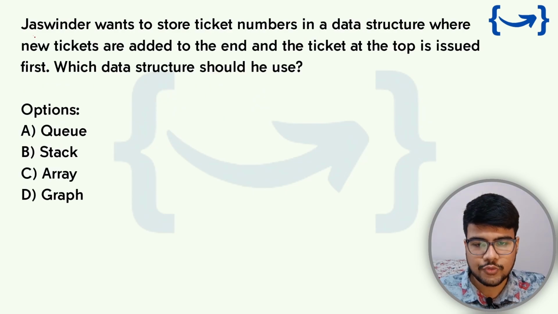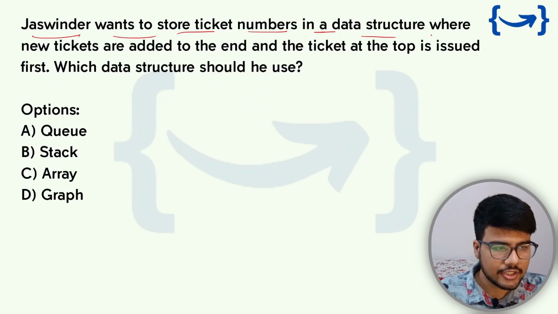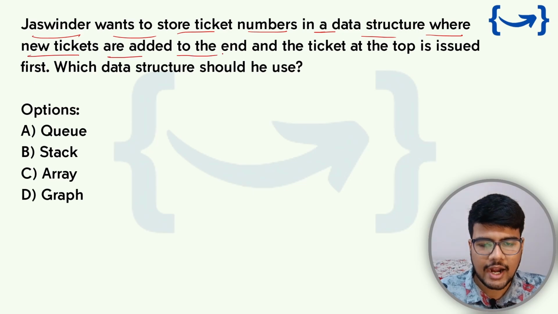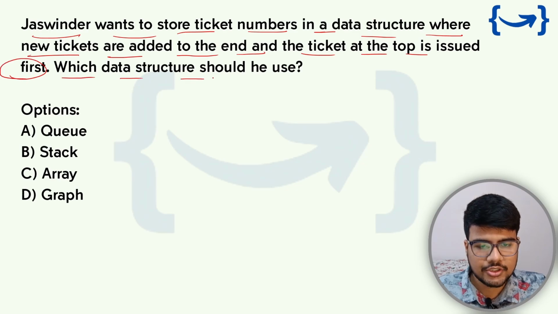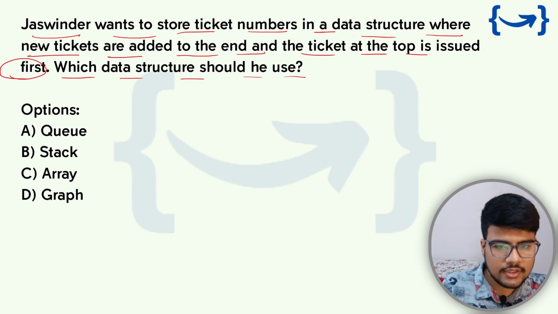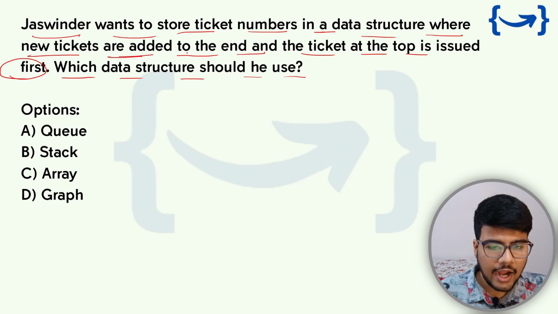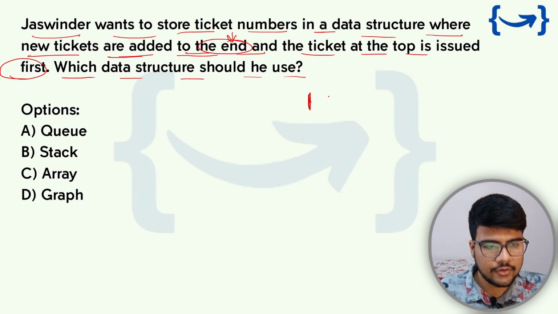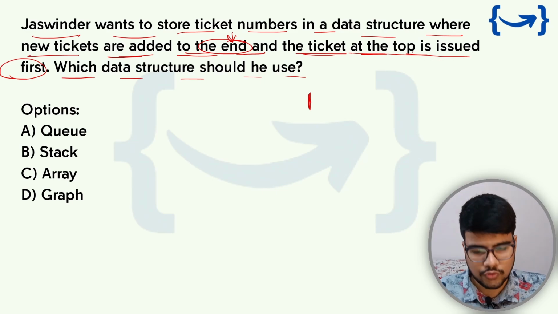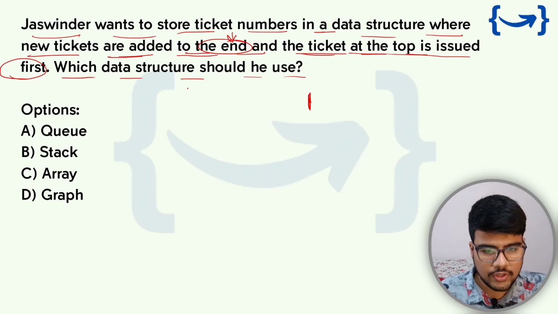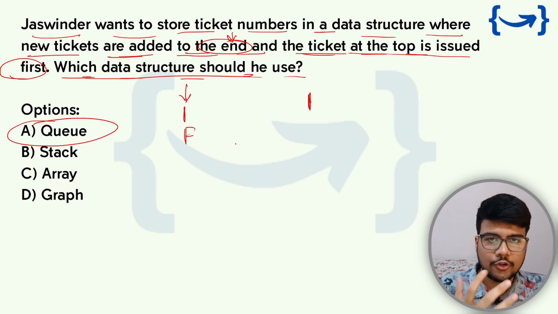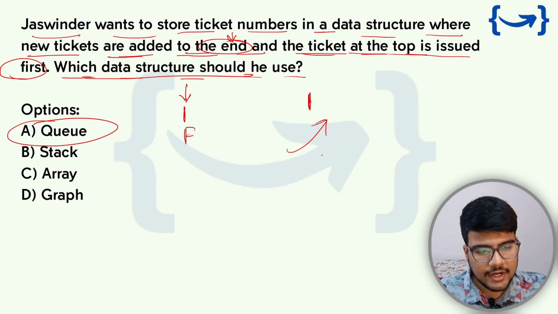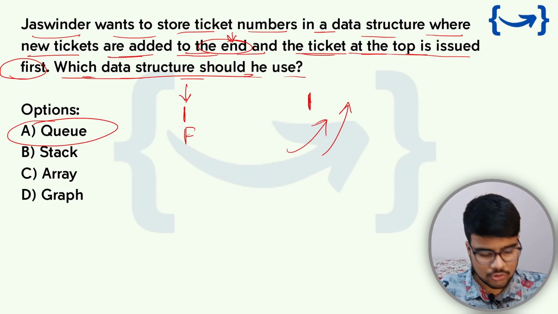Fantastic. So Jaswinder wants to store ticket numbers in a data structure where new tickets are added to the end and the ticket at the top is used first. Which data structure should be used? As he's storing the ticket numbers, they are added to the end, and the ticket at the top is used first. So whatever ticket we have on the top will be used. So which data structure? Queue is the right data structure, where you are popping from the front and you keep on adding the new tickets at the end, as the question states. So queue would be the right option.